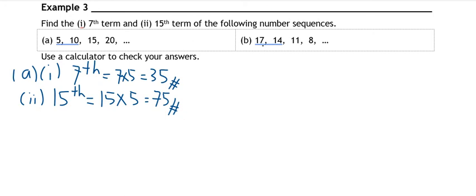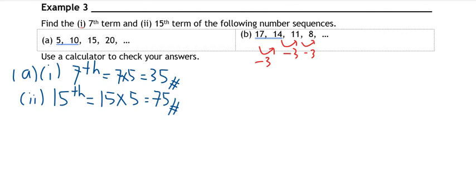Now let's have a look at this one. 17, 14, 11, and 8. You can see the rules here, from 17 to 14, from 14 to 11, and from 11 to 8. The numbers are actually decreasing by 3. So minus 3, minus 3, minus 3. Now here, you are only given 17, the first term, second term, third term, and fourth term. So you have to write your own sequence over here.